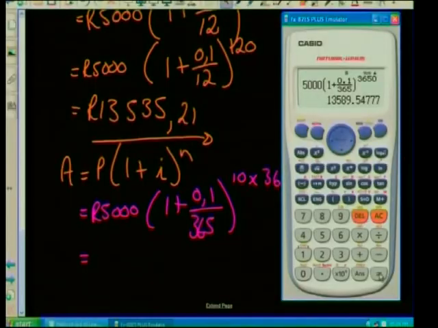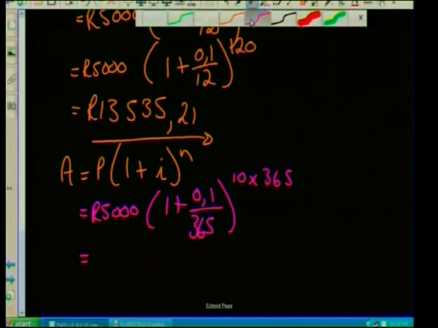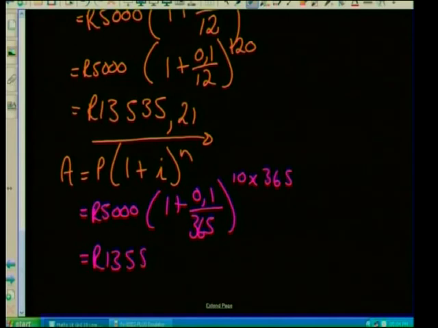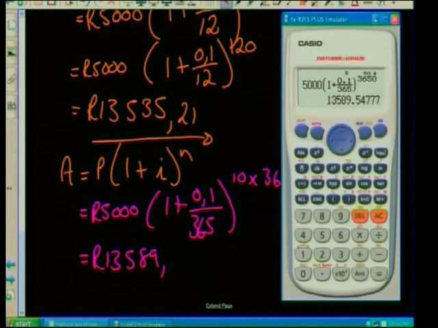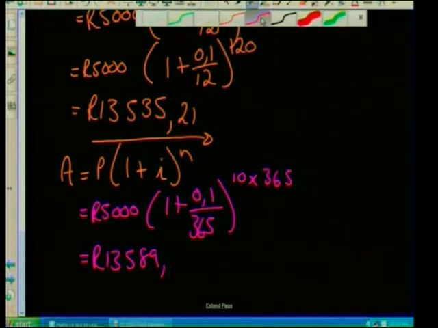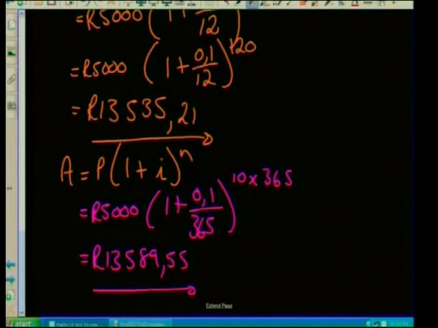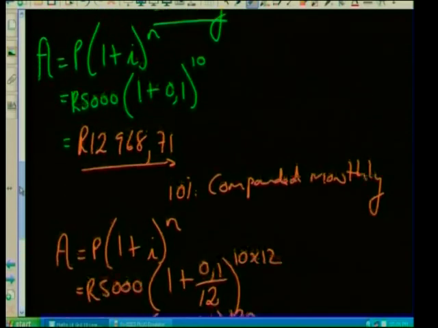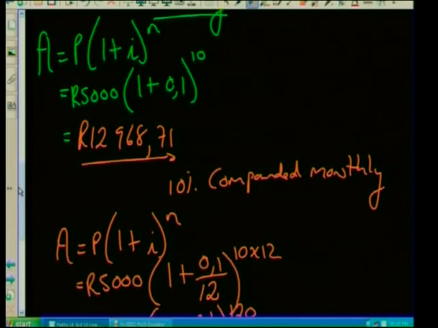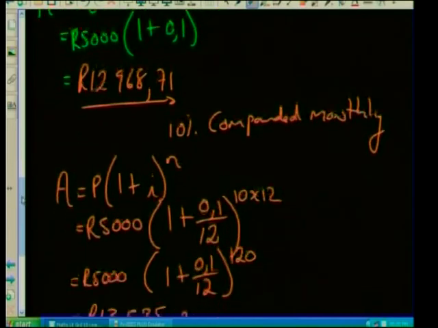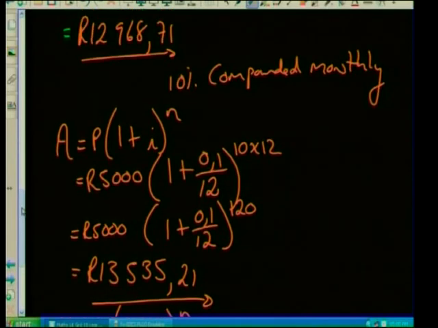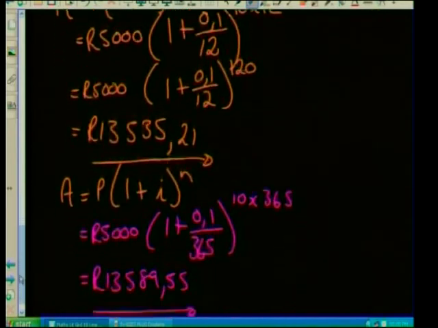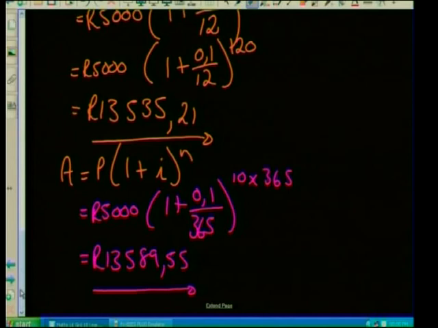13,589. Let's write that down. 13,589 Rand and 55 cents. Okay, let's have a look. If I calculated yearly, I got 12,900. Same amount of money, same interest rate, but I calculated monthly, I'm now getting 13,535 Rand. If I take the same amount, same interest rate, but I'm now calculating it daily, I'm getting 13,589 Rand and 55 cents.